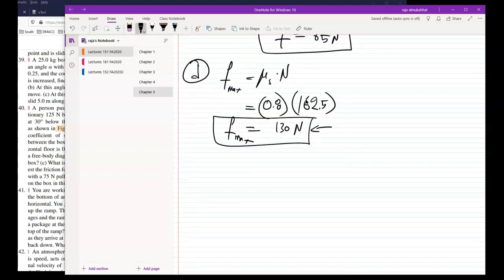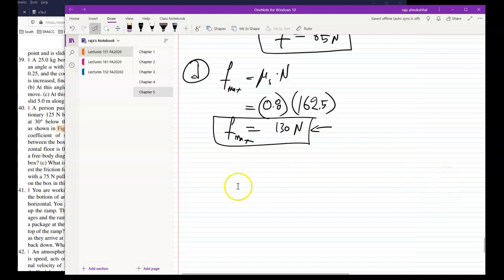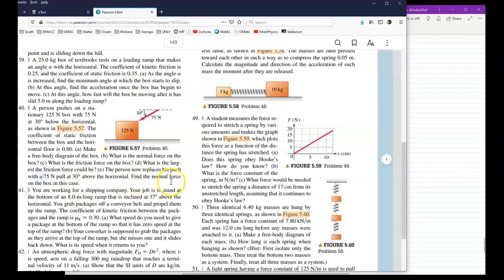Next, in part E, is that a part E? Yeah. He said the person now replaces his push with a 75 Newton, same force, pull at 30 degrees above the horizontal. The hardest part about this problem, I remember when I worked on it, is you need to draw it the correct way. There are several ways of drawing it where the pull is actually above the horizontal. Here is the correct way. Oh, sorry, what's the question? I forgot myself. Find the normal force in this case.